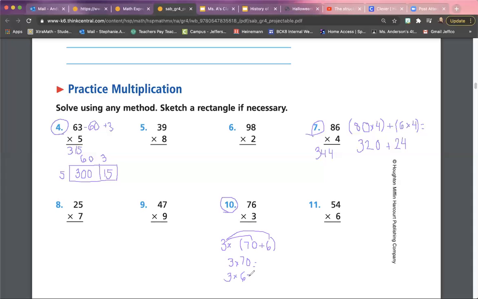And again, I'm going to hide my 0. 3 times 7 is 21, but it's 10 times more than that, so it's 210. 3 times 6 is 18. And guess what? I add up my 2 partial products, and away I go with 228.